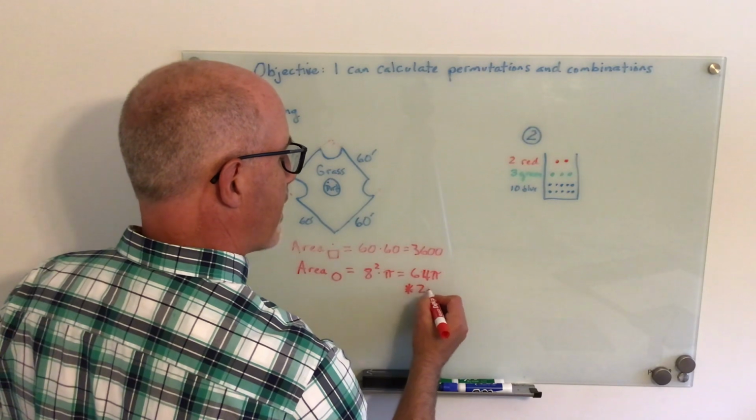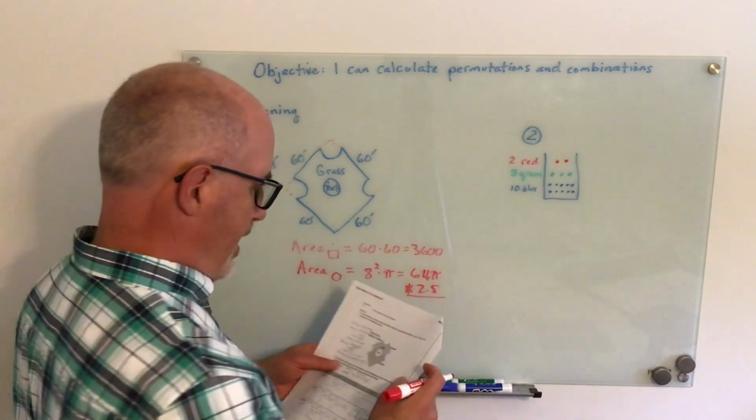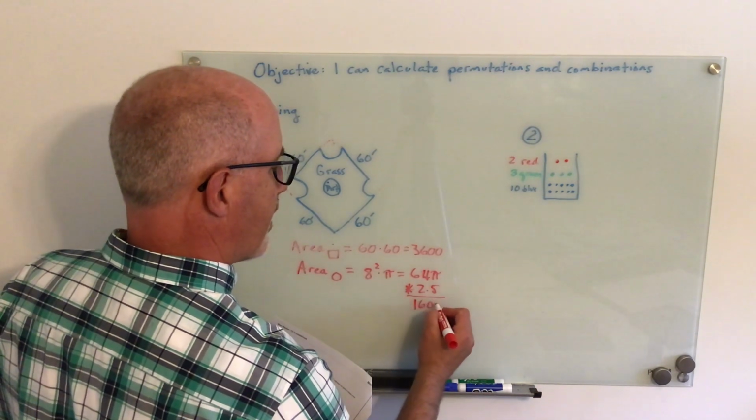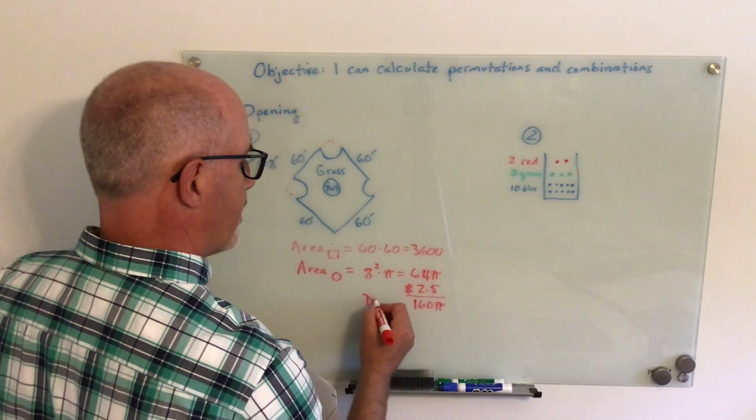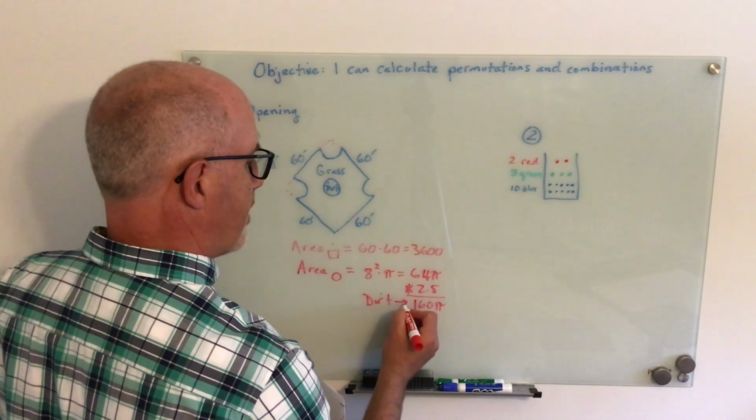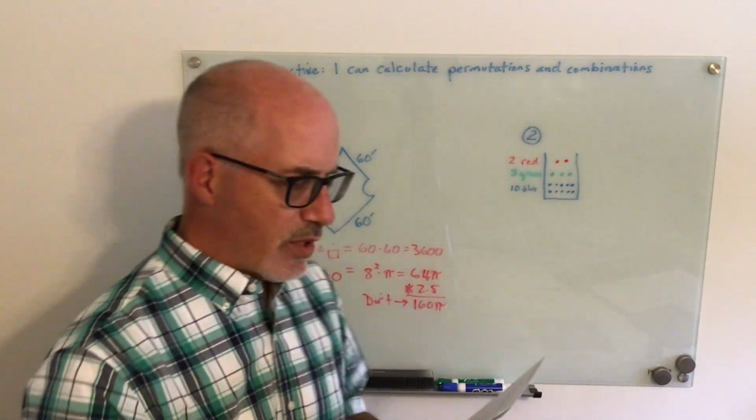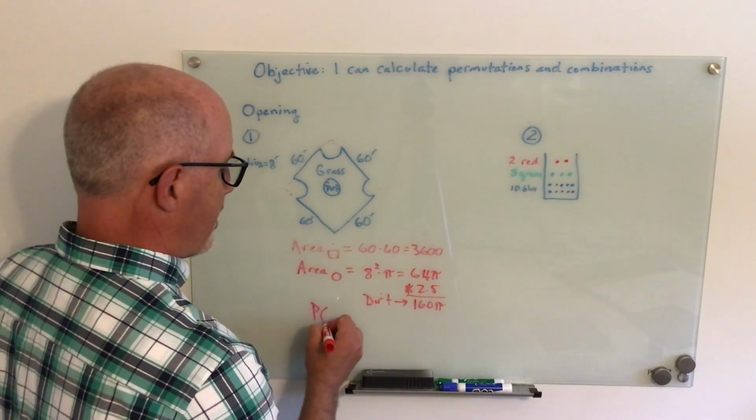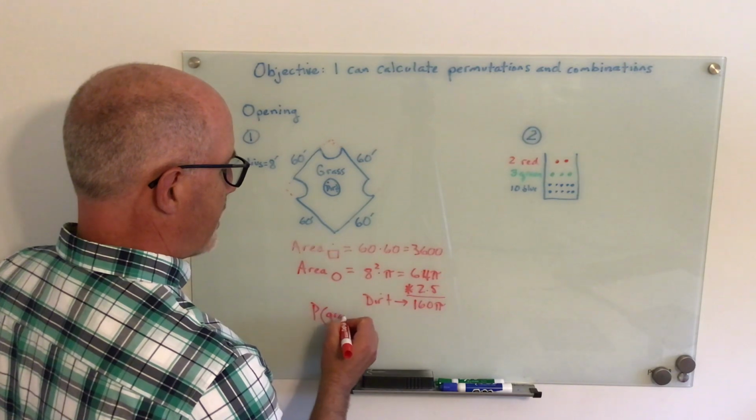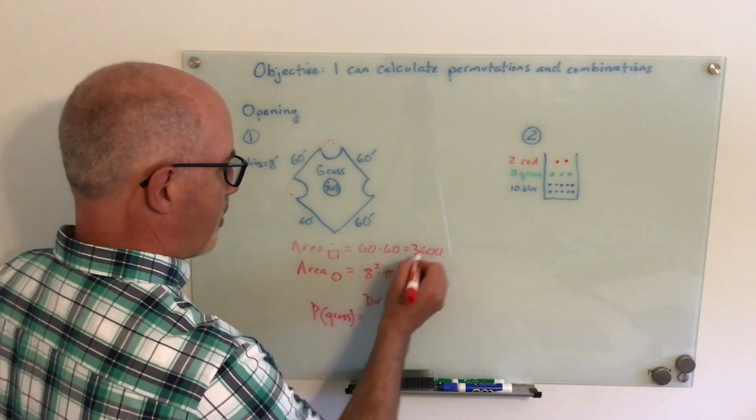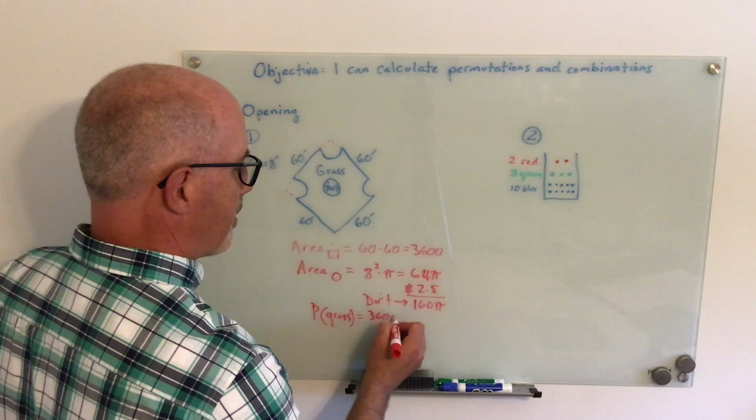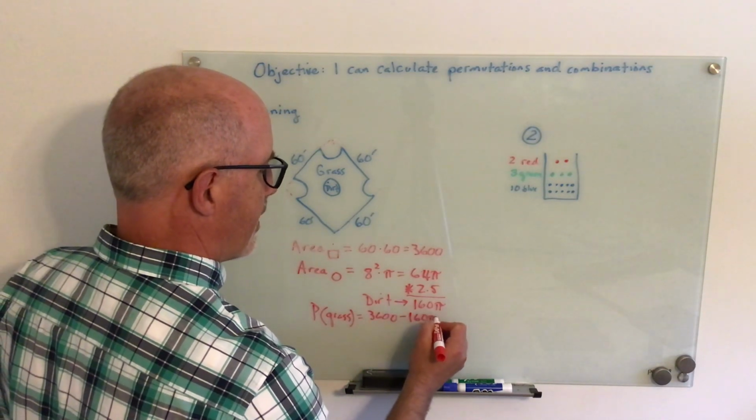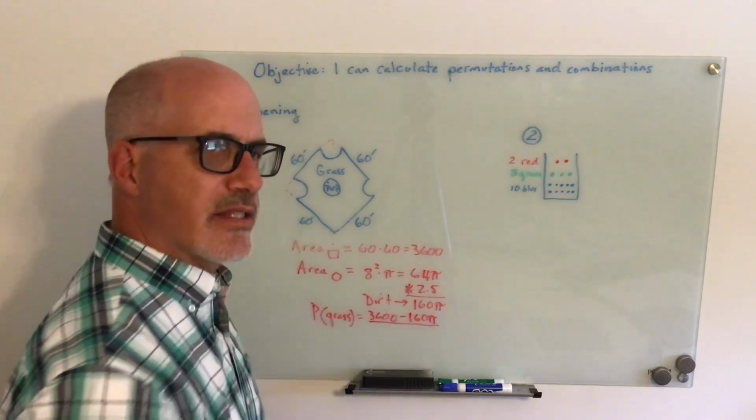So I'm going to multiply that by 2.5, and when I multiply that, I get 160 pi. This is how much the dirt is. Okay. So if I want to figure out the probability of it hitting grass, first of all, I'm going to take the whole area, which is 3,600, and subtract off the dirt areas, 160 pi. That will give me how much grass there is.